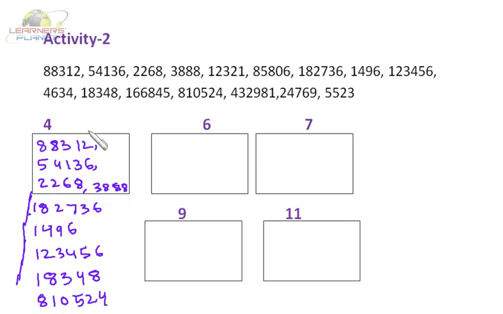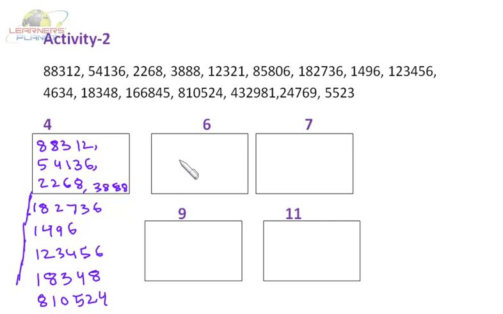Okay, so we have found out the multiples of 4 over here. In all there are 1, 2, 3, 4, 5, 6, 7, 8, 9 multiples of 4 among these numbers. Okay, now let's calculate it for 6. Now what is the divisibility rule of 6? The divisibility rule of 6 is that the number should be divisible by 2 and 3 both. That means the number should be even and the sum of digits should be divisible by 3.